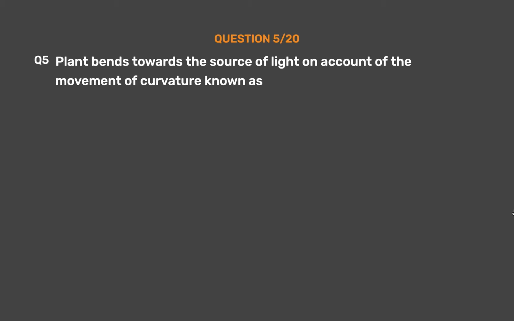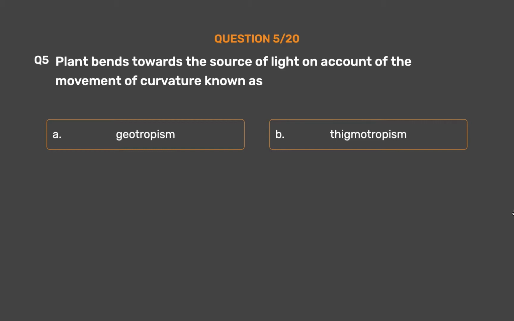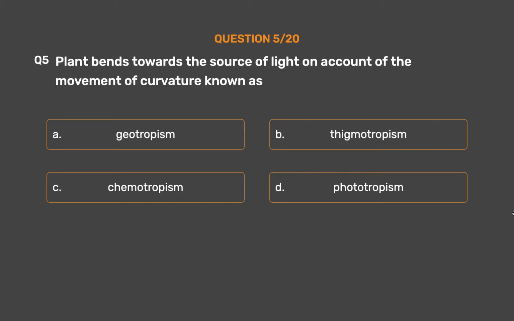Question number 5. Plant bends towards the source of light on account of the movement of curvature known as Option A. Geotropism. Option B. Thigmotropism. Option C. Chemotropism. Option D. Phototropism.